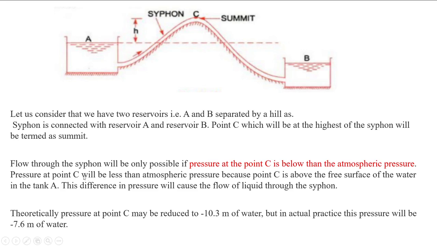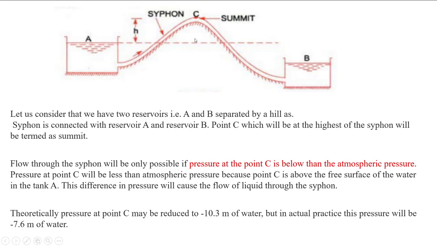The pressure at point C will be less than the atmospheric pressure because point C is above the free surface of the water in the tank A. This is the water level in the tank A, and point C is located above the free surface of the water in the tank A. This difference in pressure will cause the flow of liquid through the siphon.